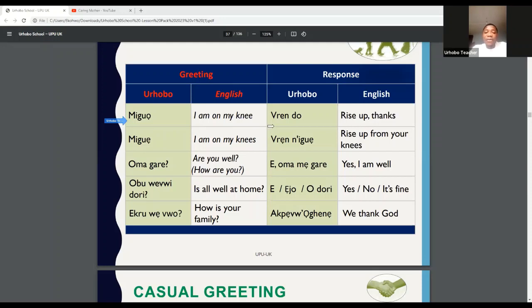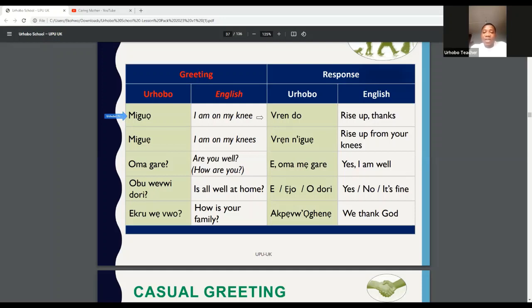We have different variations of mingwo depending on the dialect. We have several dialects in Urhobo. We have mingwo, we have mingwe, we have degwo, we have egwo. But the most popular one is mingwo and migwe. So you are free to use either of these two, and that is perfect.